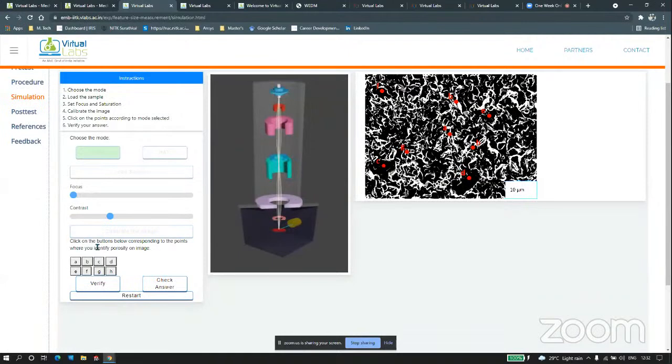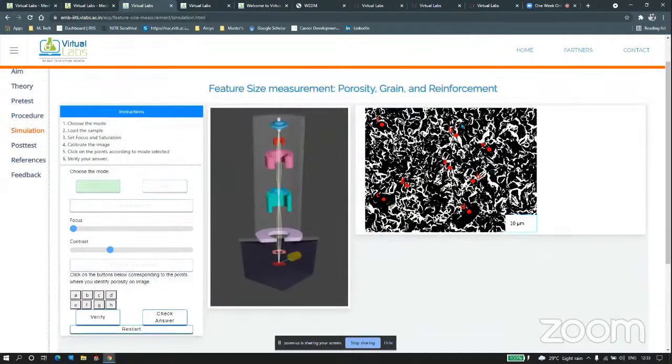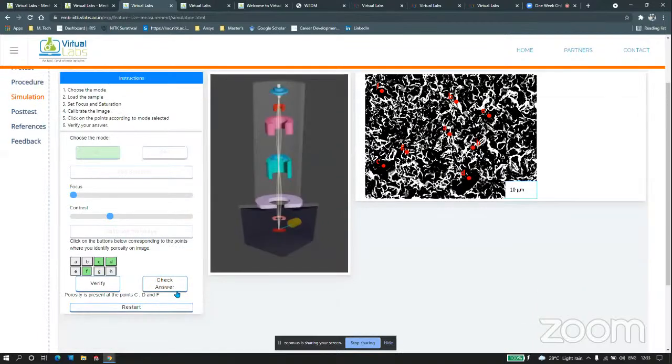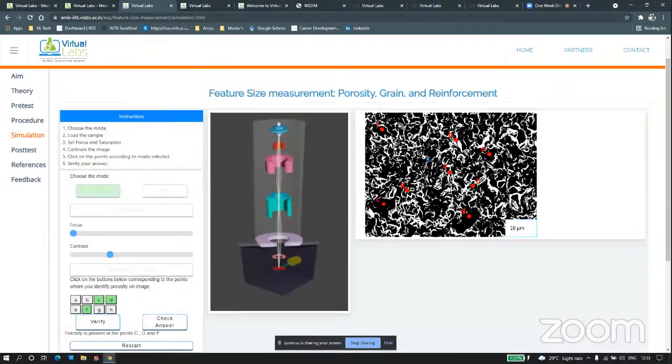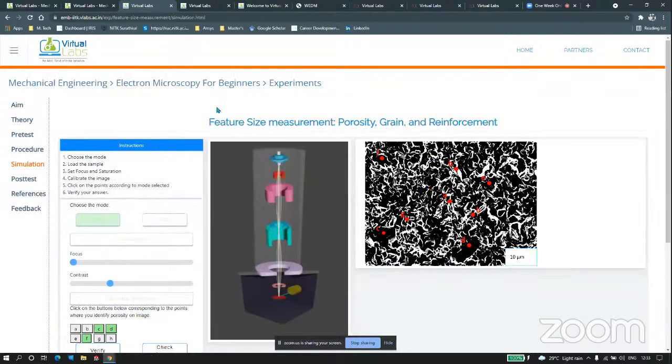Now it is asking me to click on the sections where porosity is seen. Here I can clearly see there is porosity in C, D, and F. So I'll click on that. I'll check my answer. Yeah, so the porosity is present at C, D and F. This was the feature size measurement experiment under scanning electron microscopy.